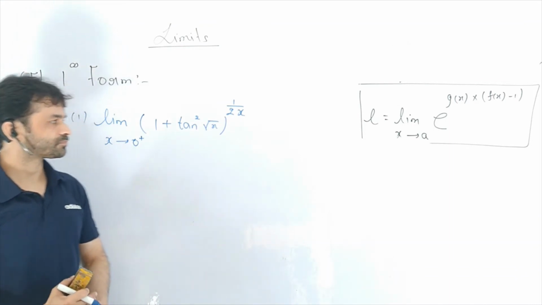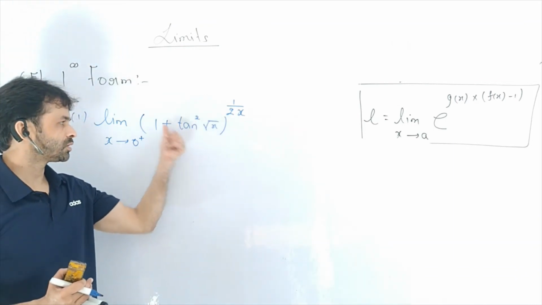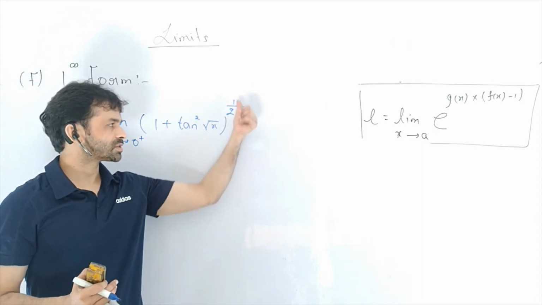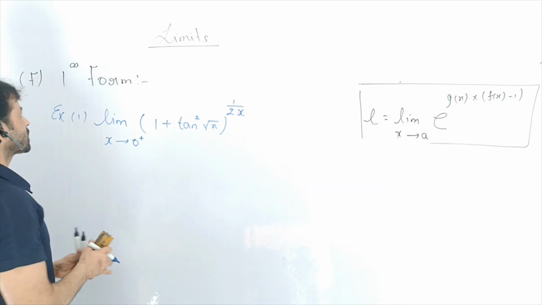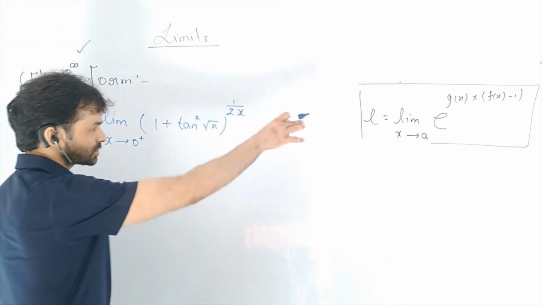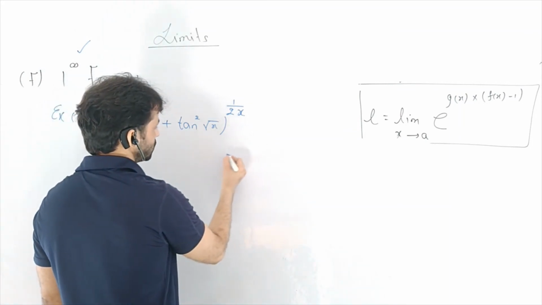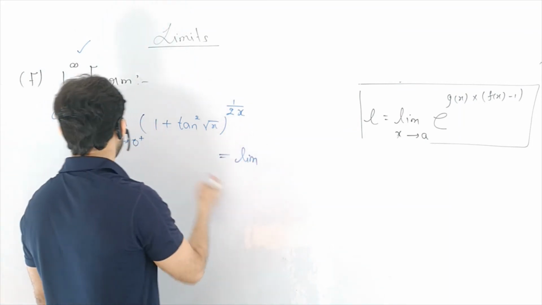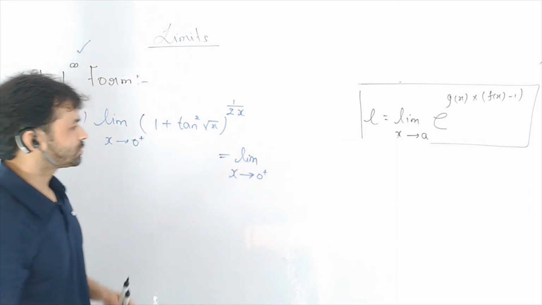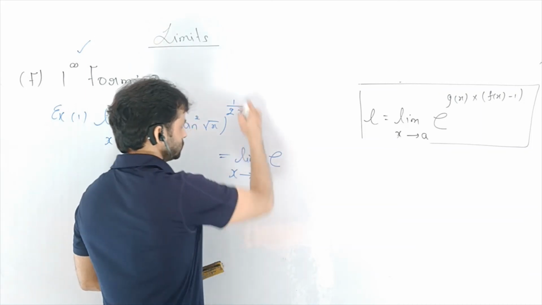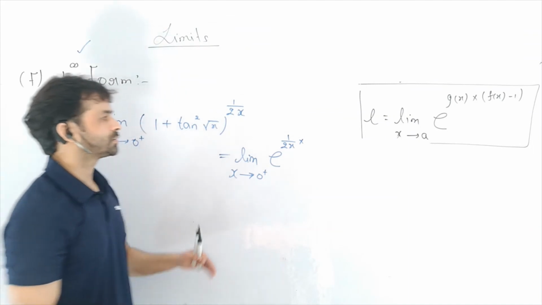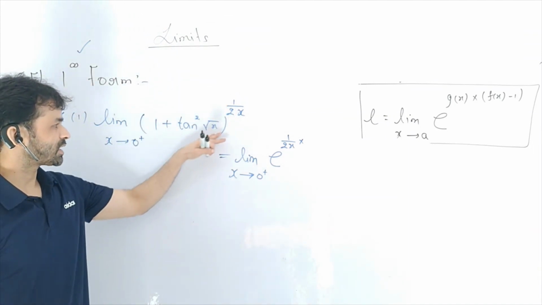Now you can see this whole thing will become 0, so the base will tend to 1, and the power will tend to 1 by 0, infinity. So this is the 1 to the power infinity form, and we can apply this result. The result is right there. So we can write limit x tends to 0 plus, e to the power 1 by 2x into g(x) into f(x) minus 1.